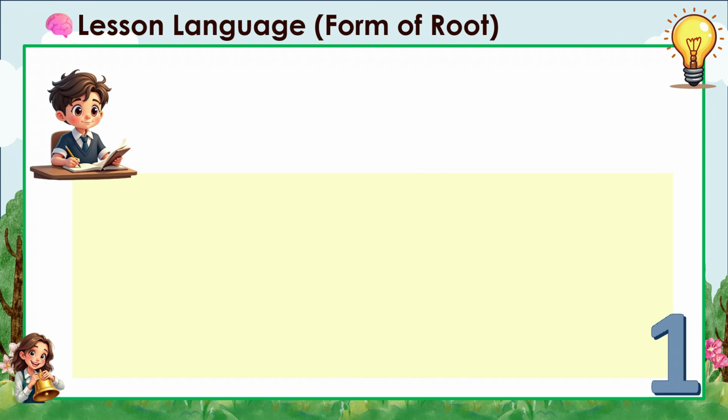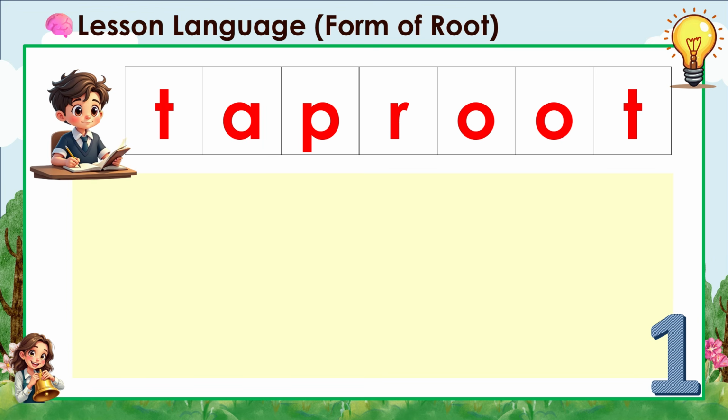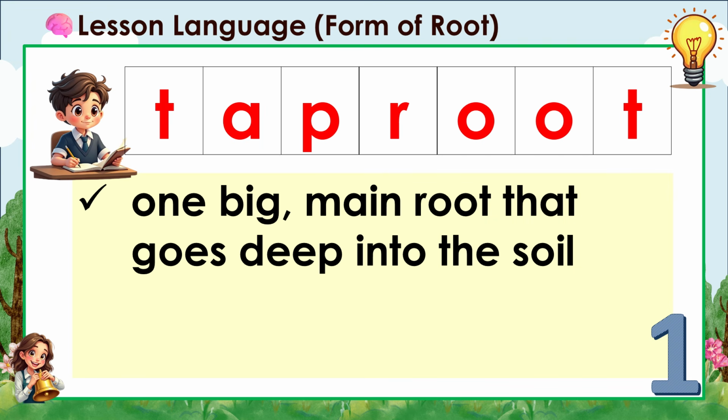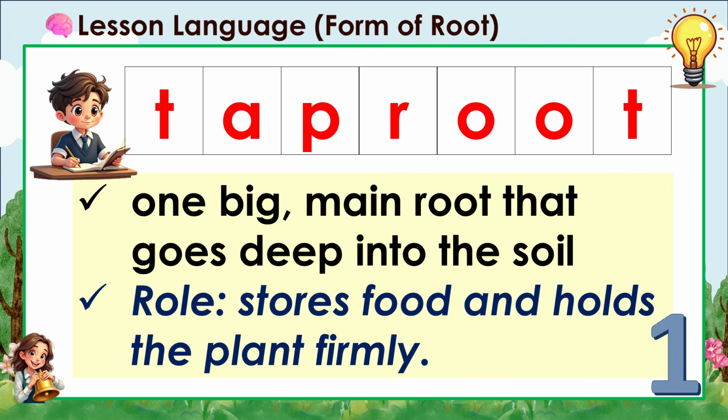Our first word for the form of fruit is taproot. Taproot. T-A-P-R-O-O-T. Taproot. This is one big main root that goes deep into the soil. Its role is to store food and holds the plant firmly.